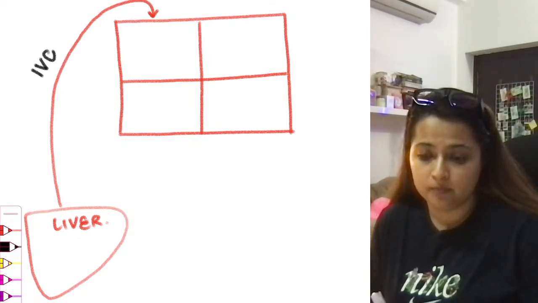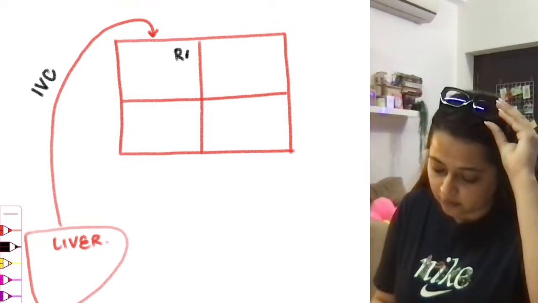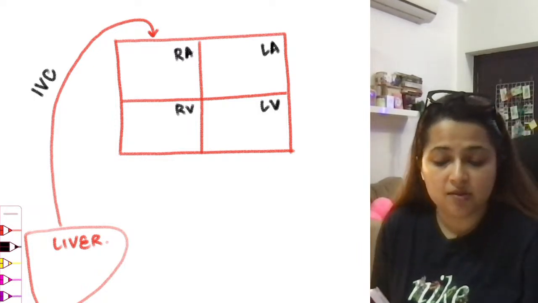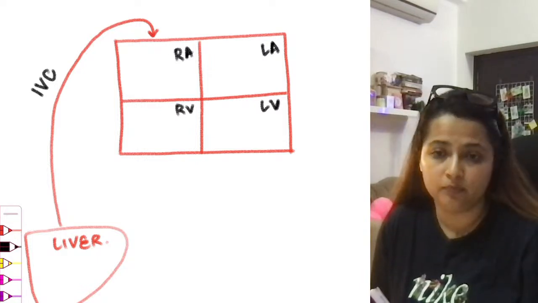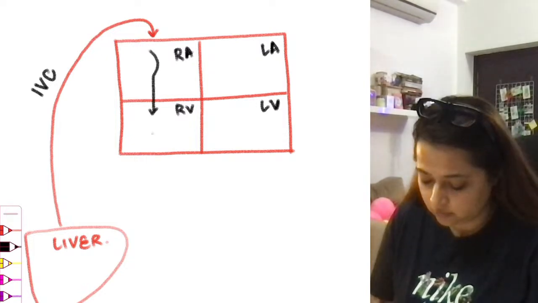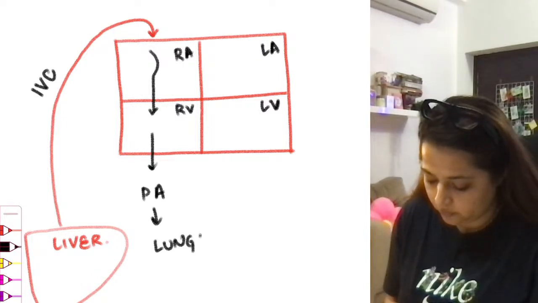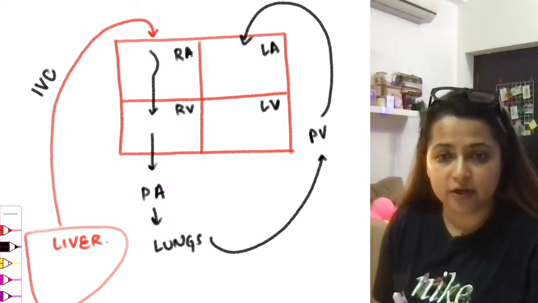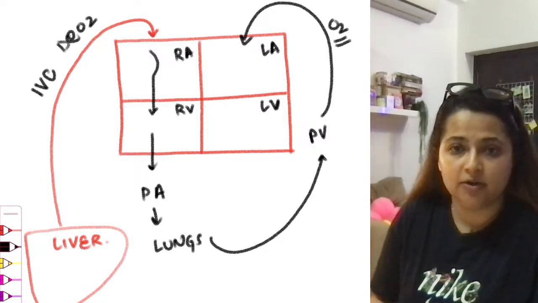Inferior vena cava. Okay, similarly, SVC is also pouring the blood into the right atrium. So this is right atrium, right ventricle, left atrium and left ventricle. IVC takes the blood from liver and ultimately it pours it into the right atrium. Now, from the right atrium, the blood ultimately will enter the right ventricle, then the pulmonary artery, then the lungs. From the lungs, via pulmonary veins, the blood will enter the left atrium. This blood is deoxygenated. This blood is oxygenated.